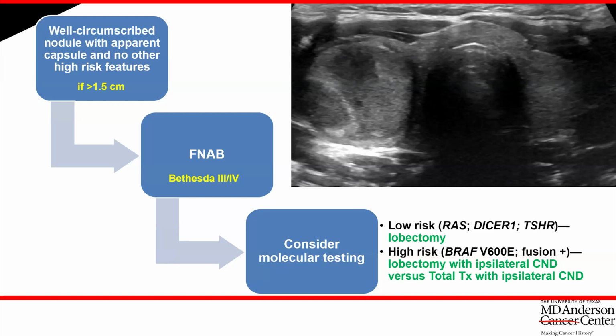Now, this is all assuming that there are no lymph nodes identified preoperatively. This is assuming that the patient just has the nodule and no lymph node disease. And many of us now, even with a high-risk oncogenic genotype, are actually still choosing to do lobectomy in these cases.